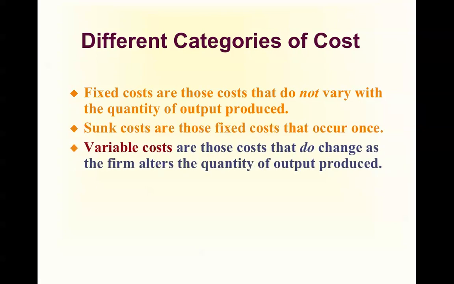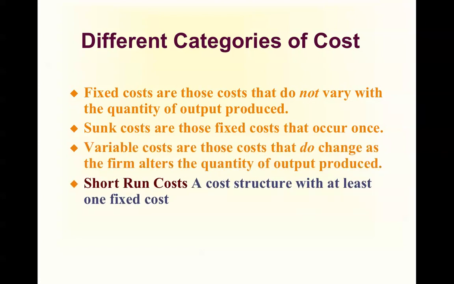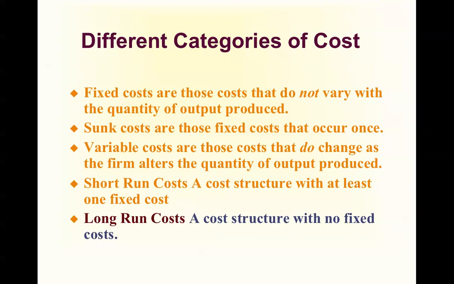Variable costs are those costs that do change as the firm alters the quantity of output produced. So labor is the classic variable cost. Short run: a cost structure with at least one fixed cost. Long run: a cost structure with no fixed cost. First we'll talk about the short run, and then we'll go into the long run.